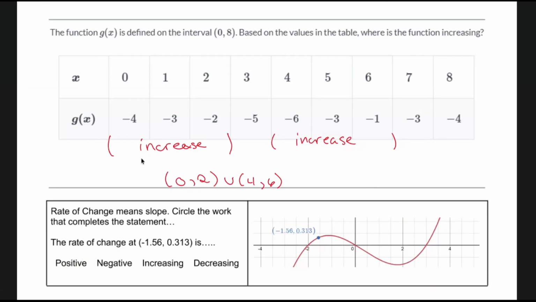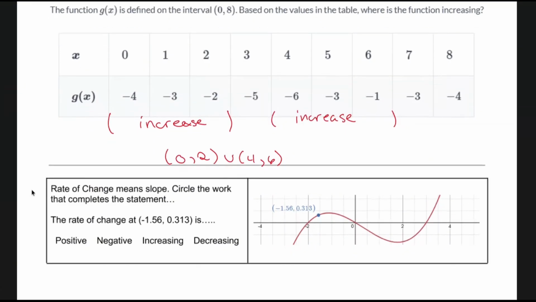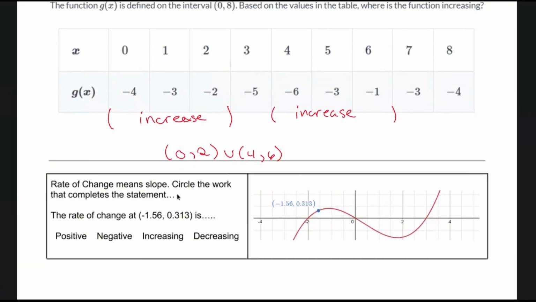So again, let's just wrap this up by answering this question. Okay, rate of change means slope. Circle the word that completes the statement. The rate of change at -1.56, 0.313 is doing what? Well, what it wants me to do is it wants me to put my slope right there like we did right there.